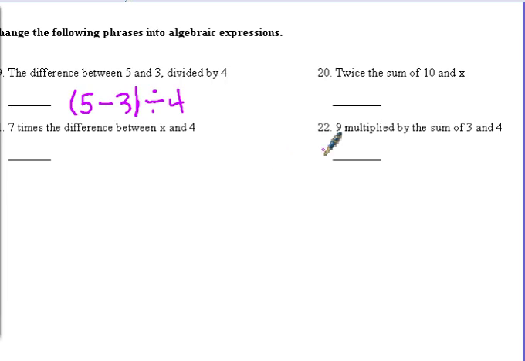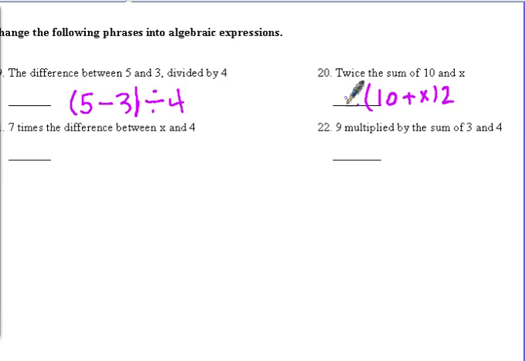On number 20, twice the sum of 10 and x. So twice means 2 times. So you got the sum of 10 and x, and it's twice that. So let me write it like 2 times 10 plus x. Here it really doesn't make a difference whether you put the 2 first or if you were to take the 2 and put it at the end.